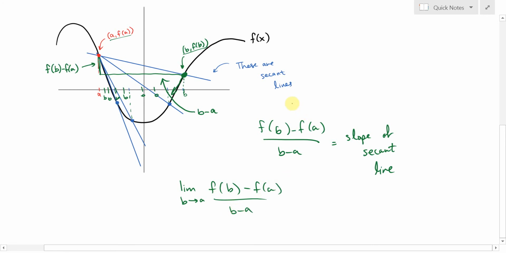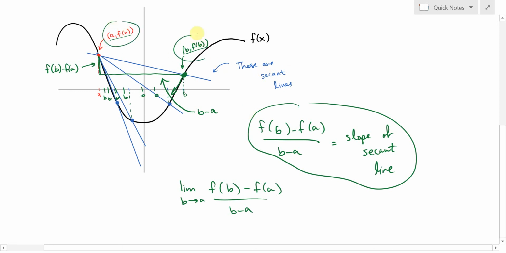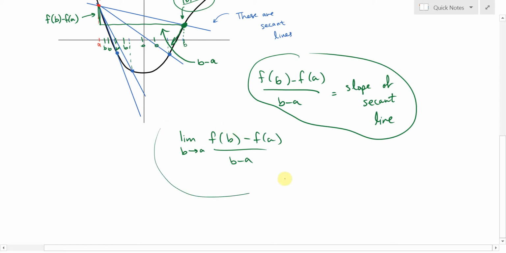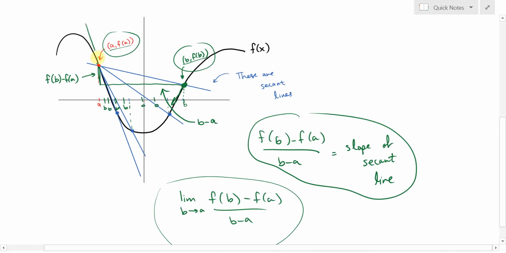It's worth remembering that just one of these represents the slope of the secant line. Remember, the secant line is the line passing through the point of interest and some other point on the graph, going through b comma f of b. So if we take the limit as b approaches a, then hopefully these slopes will, in the limit, approach the slope of our tangent line. You can see how the blue lines converge to this green line. So that's the quantity we're actually interested in.